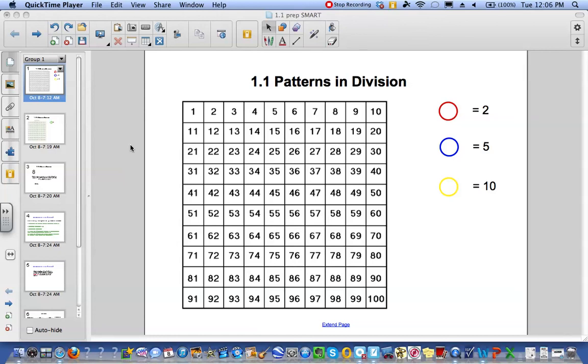Section 1.1, Patterns in Division. Today we're going to look at the different patterns that come up when we're using our divisibility rules.